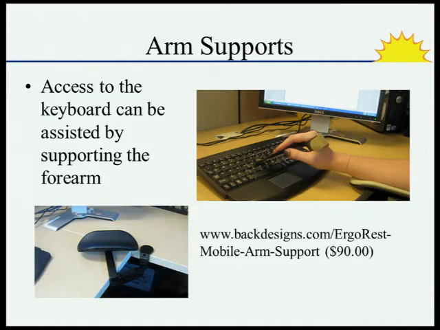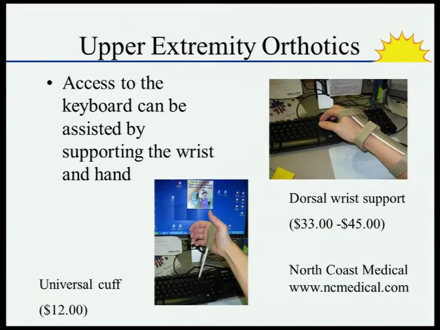The next step, say you've enabled StickyKeys for somebody, is maybe they need arm support. So a lower tech kind of thing where you actually support the arm. This clamps onto the desk. You can put your arm on it and move your hand around to access the keyboard. And these are orthotics commonly used by our occupational therapists to help somebody type if they can't use their hands on the keyboard.